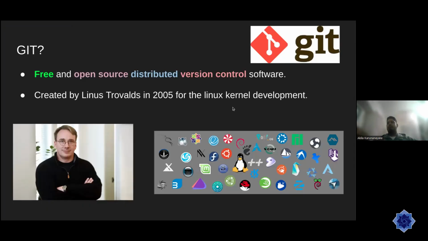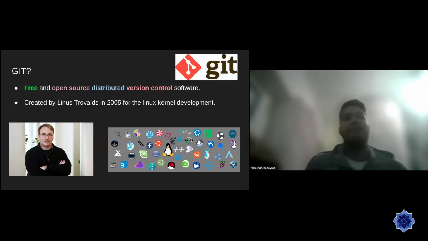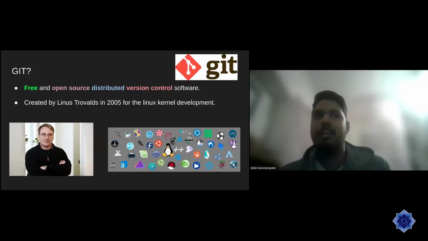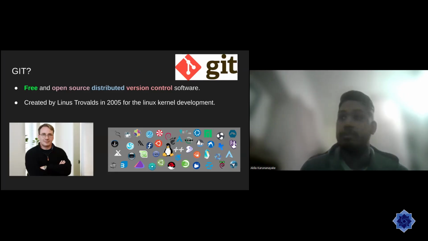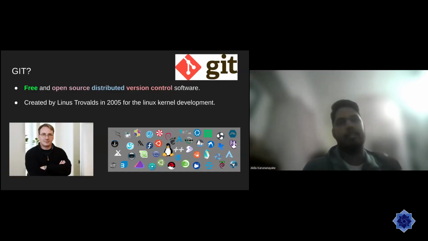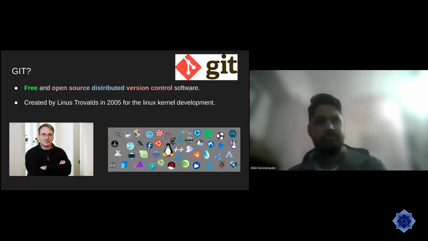So when you look up Git on the internet, it comes up as a free and open source distributed version control software. I know, big words. So free means it's free, so you don't have to pay anything to use it. Open source means the source code is freely available. It's freely available for us to just go and look at it, or even just to contribute as a contributor.